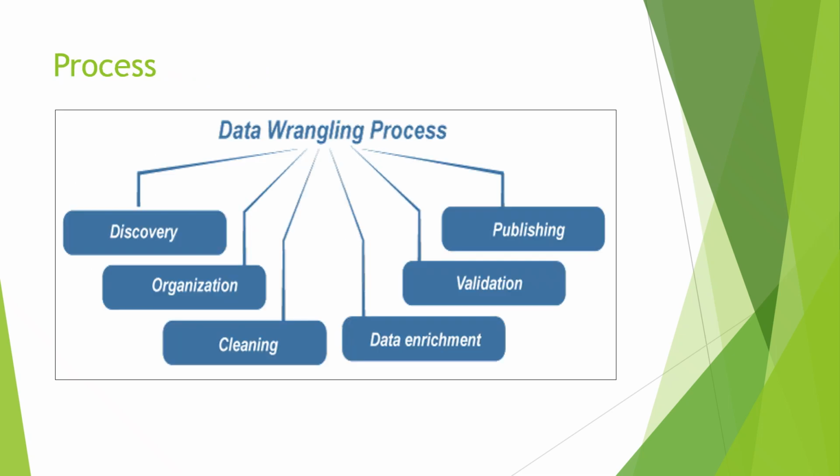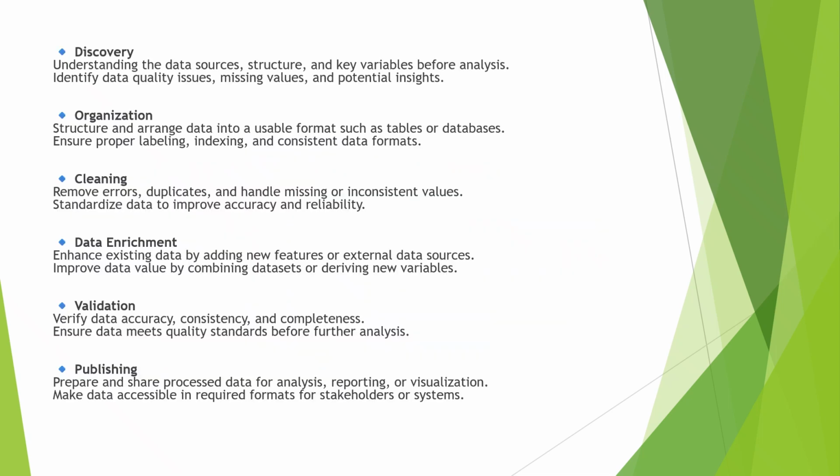The data wrangling process involves six steps, namely discovery, organization, cleaning, data enrichment, validation, and publishing. Data wrangling involves several important stages that ensure raw data is transformed into a reliable and usable format. The first stage is discovery, where the data sources, structure, and key variables are understood and issues such as missing values or inconsistencies are identified. This is followed by organization, where the data is structured into a proper format such as tables or databases with correct labeling, indexing, and consistent formats.